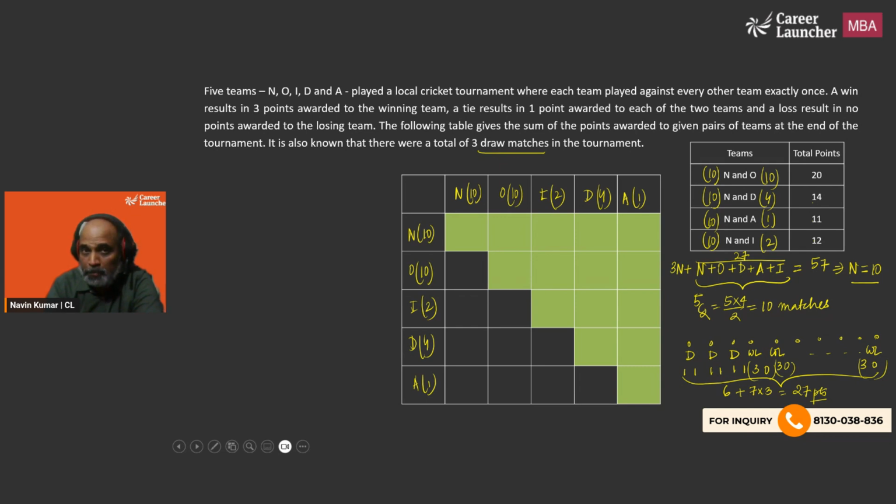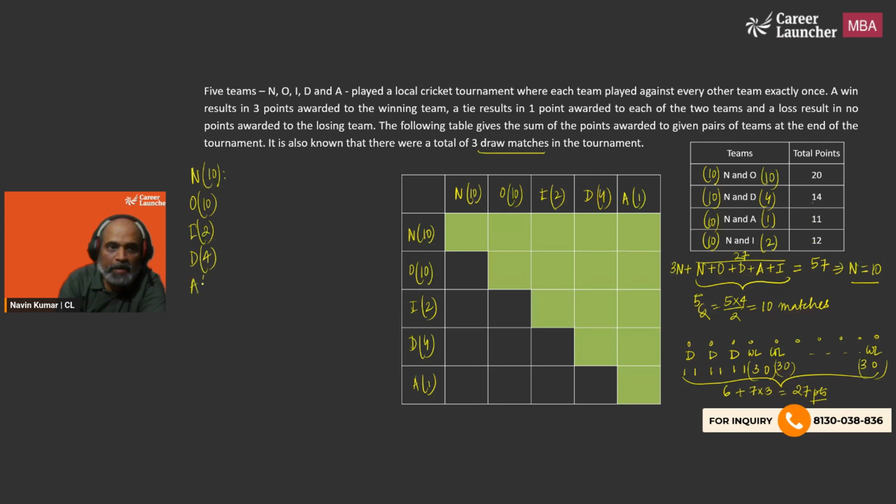Now, each team is supposed to play 5 matches. So if we look at N's 10, how can we get 10 for N? O's 10, how can that happen? I's 2, how can that happen? D's 4, how can that happen? And A's 1, how can that happen?